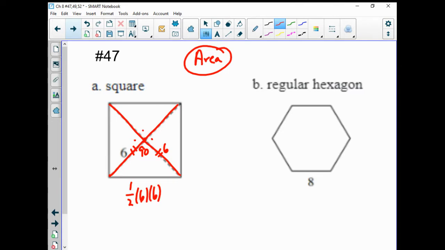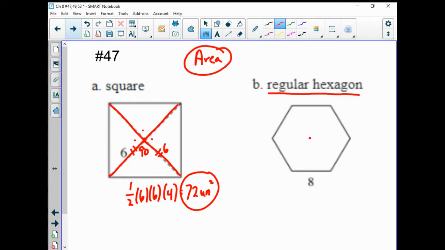And then I have 4 of those triangles. So if I were looking at the area of this one, I'm looking at an area of 72 square units. Well, that one wasn't too bad because we had a right triangle on the inside. Let's see if we can deal with this regular hexagon in the same manner.